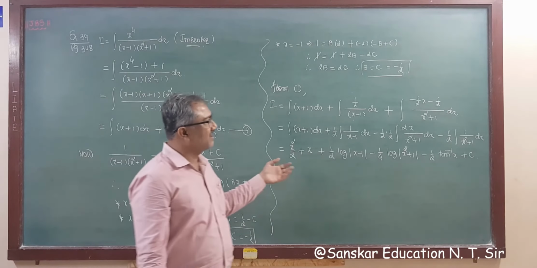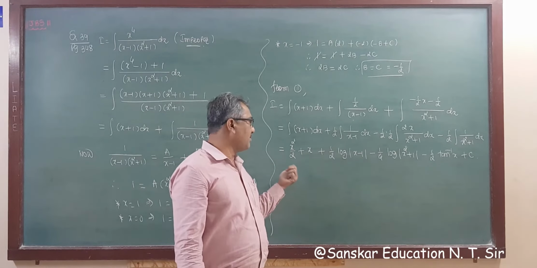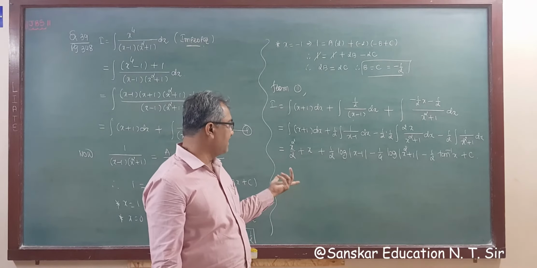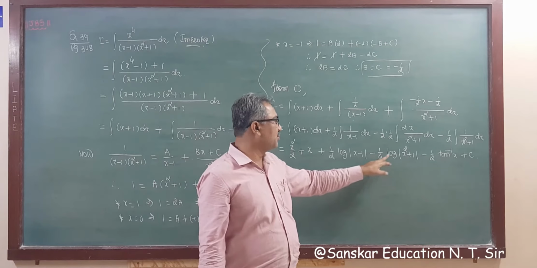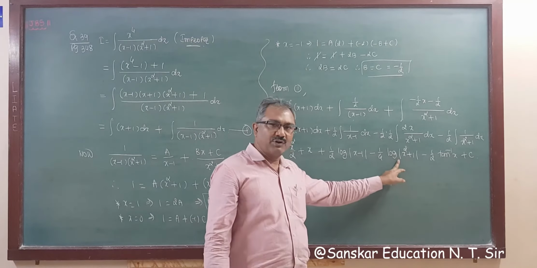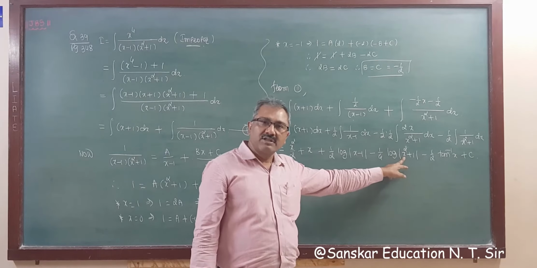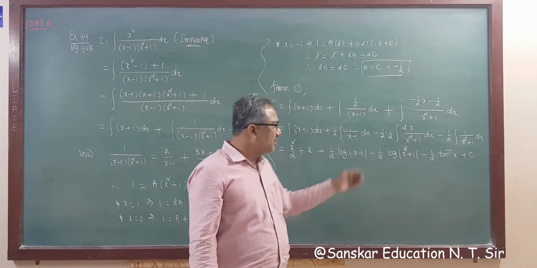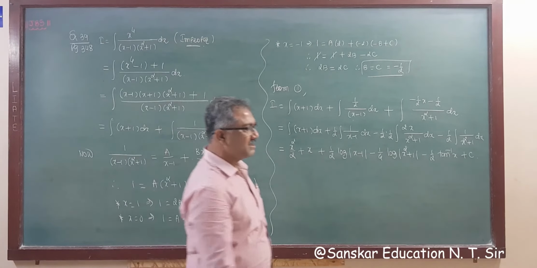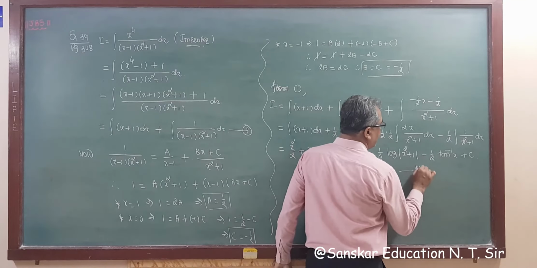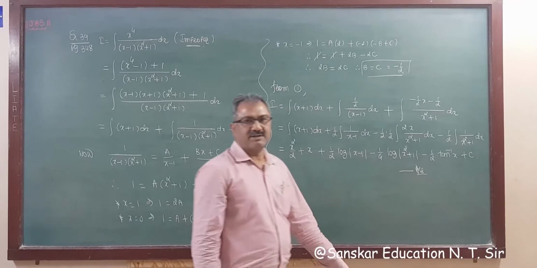This is only given. But otherwise, if you want to simplify this, then take 1 upon 2 into 2. If you want to write applying log rule, here you will get square root of, right? So no need to simplify that. This is your final answer, right?